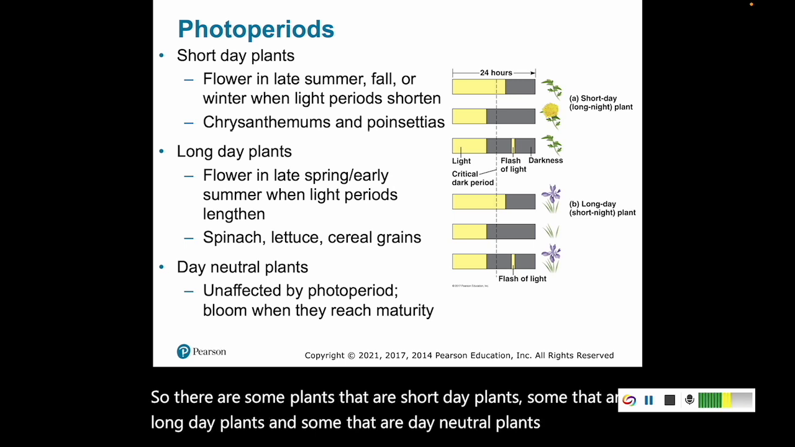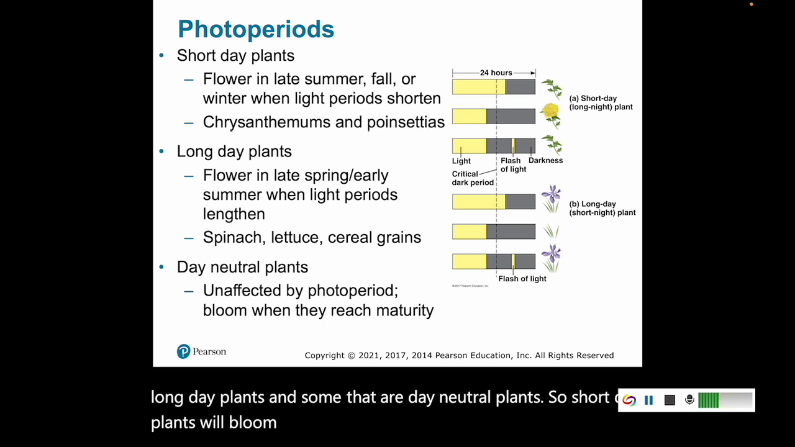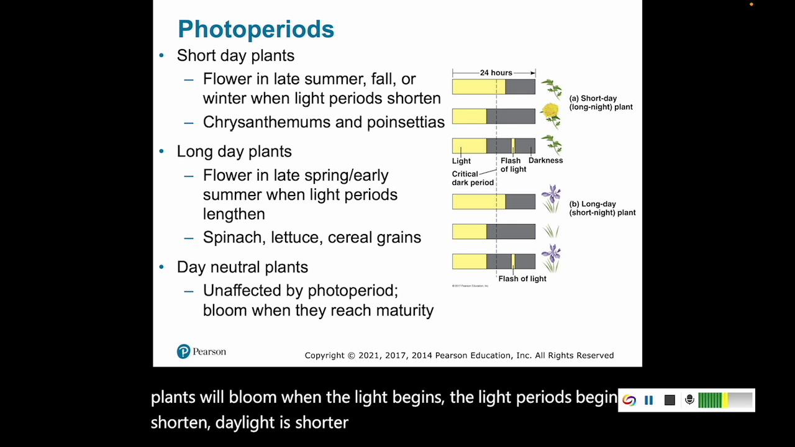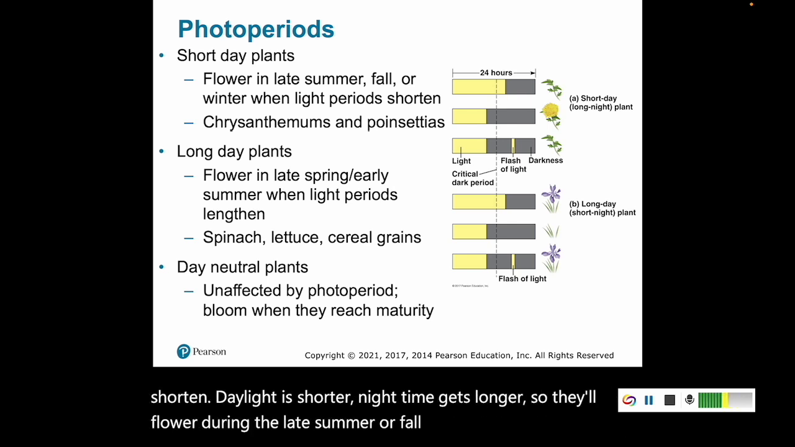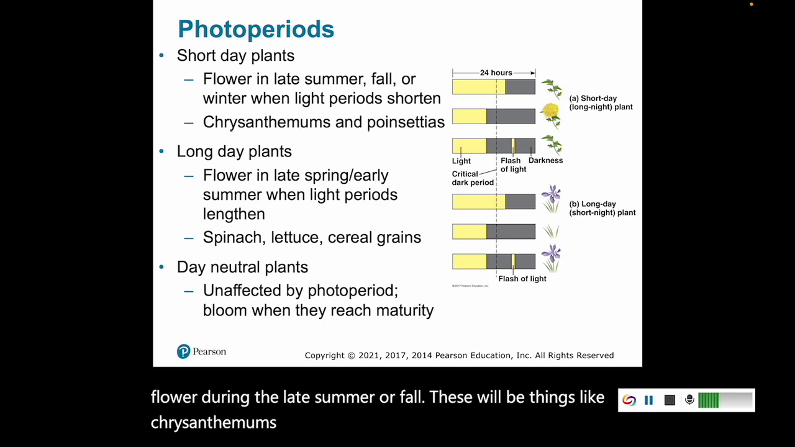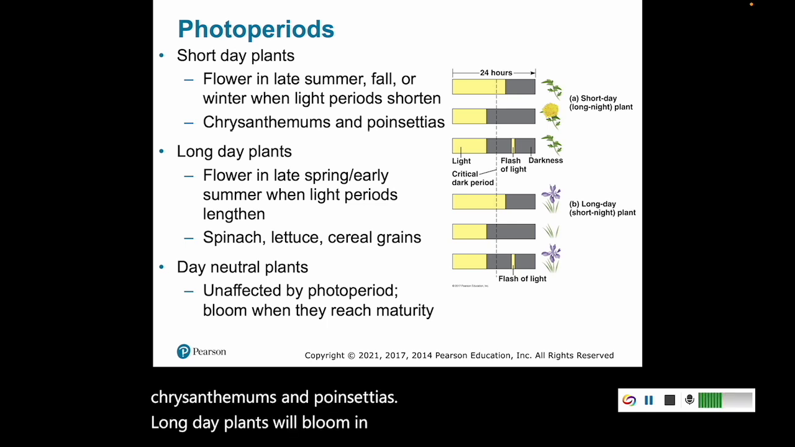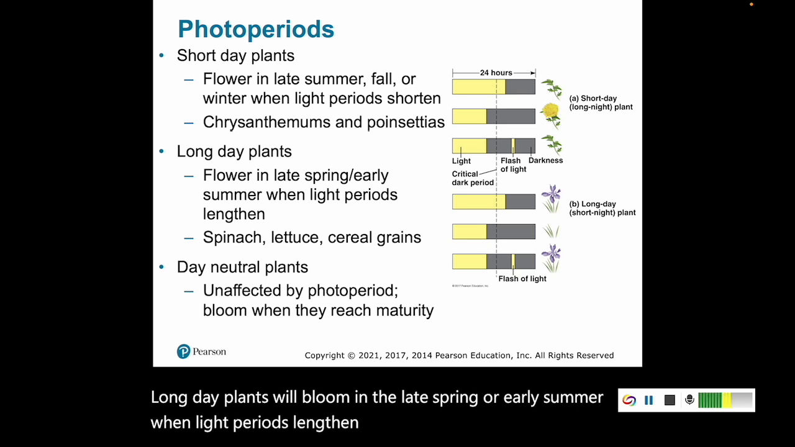Short day plants will bloom when the light periods begin to shorten. Daylight is shorter, nighttime gets longer, so they'll flower during the late summer or fall. These will be things like chrysanthemums and poinsettias. Long day plants will bloom in the late spring or early summer when light periods lengthen, things like spinach and lettuce and cereal grains.